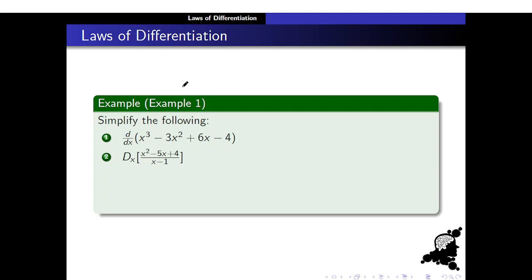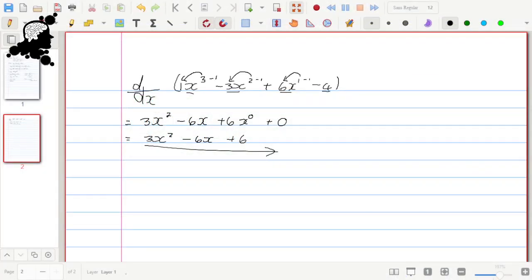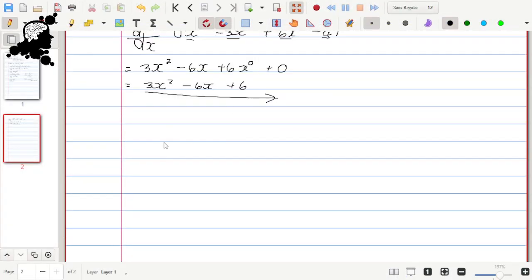So the next question says we need to find the derivative of x squared minus 5x plus 4, over x minus 1. Let's look at this one. So we are given the derivative of x squared minus 5x plus 4 divided by x minus 1. Please take note, according to our laws of differentiation, it would not make sense for you to find the derivative of the numerator divided by the derivative of the denominator. Our laws of differentiation say that is not allowed. So what do we do? Well, this is what we can do.